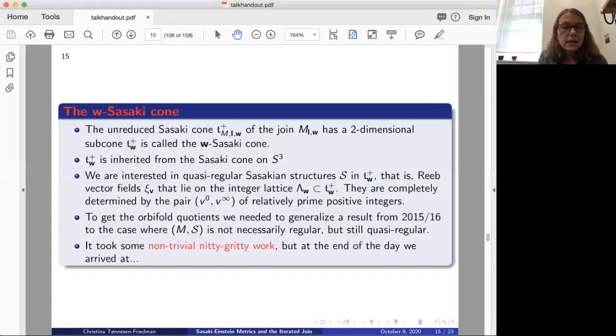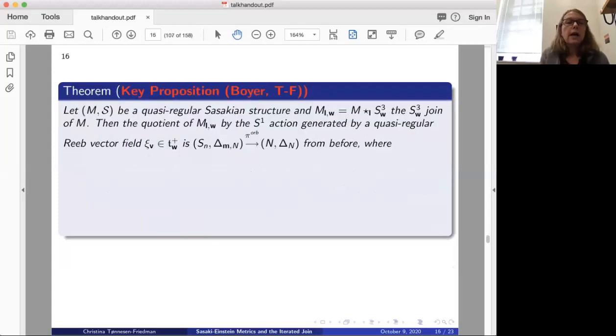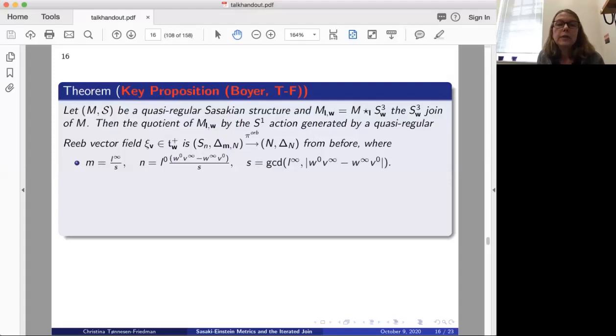And then at the end of the day, we could figure out what happens if we take one of those quasi-regular Sasaki structures, and we look at the quotient. What is the Kähler quotient? So here it is. So the bottom line is we get exactly the type of orbifold that I had before out of the Calabi construction. And the way to realign the various data pieces is that the n from before is equal to this, and m is equal to this, and s is an annoying necessary thing that we have to have, the greatest common divisor of L infinity and this.